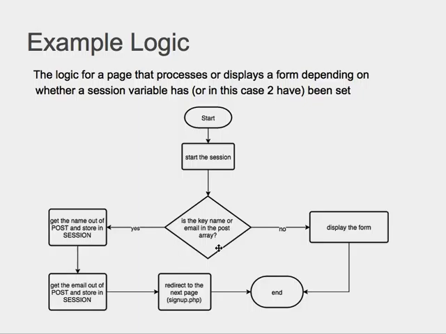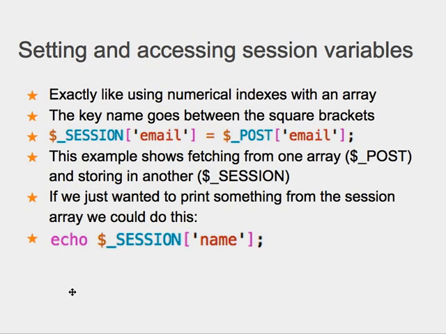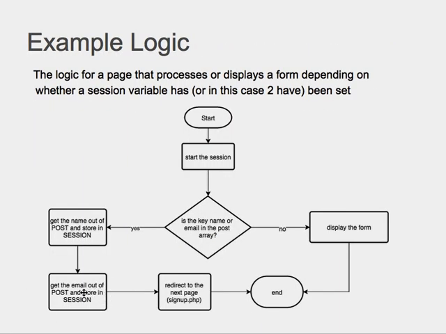Our example here is signing up for a mailing list, an email list. So if this name or email have been set, and we're being very lax here because we're allowing the storage to happen if only one of them is set. So if one's been set, then we can assume that it's come from that form. We're going to get the name out of the post, so out of that form, and store it in the session. We're going to get the email out of the post and store it in the session so that we can use them in another page.